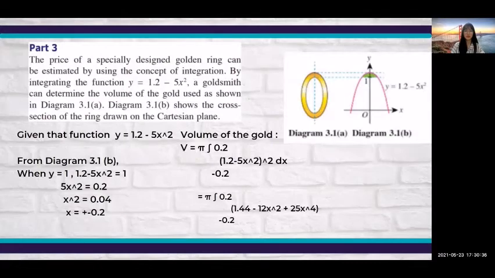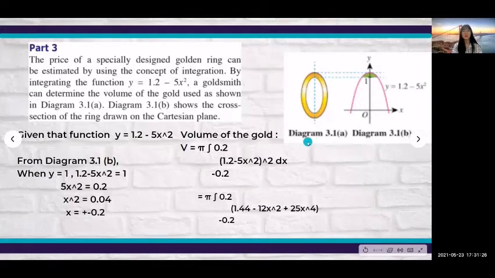This is part 3. It's also a calculation part, so I will also show my workings and explain how I get my answer. The question given: the price of a specially designed golden ring can be estimated by using the concept of integration. By interpreting the function y equals 1.2 minus 5x squared, a goldsmith can determine the value of gold used, as shown in diagram 3.1a. Diagram 3.1b shows the cross-section of the ring drawn on the Cartesian plane.